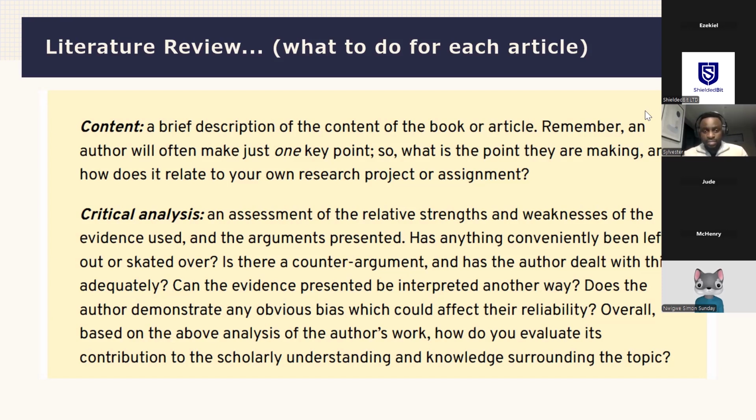And in critical analysis, some people make mistakes and think that the only time you need to explain yourself is when you don't agree with someone. In research, whether you disagree or you agree, it has to do with reason. For instance, I don't agree with what this person said because of this. You also say, I agree with what this person said because of this. Overall, based on the analysis you have done of the person's work, how do you evaluate the contribution of your own work to the knowledge surrounding the topic?